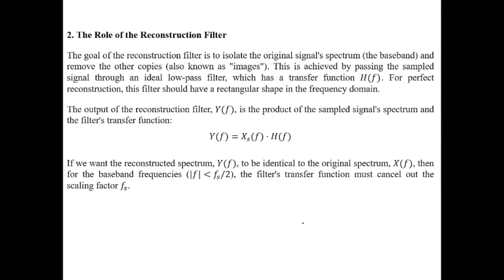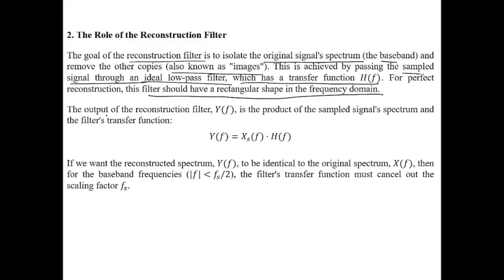Now what is happening? What is the goal of the reconstruction filter? The goal of the reconstruction filter is to isolate the original signal spectrum, the baseband, and remove the other copies, also known as images. This is achieved by passing the sampled signal through an ideal low pass filter which has a transfer function of H. For perfect reconstruction this filter should have a rectangular shape in the frequency domain.